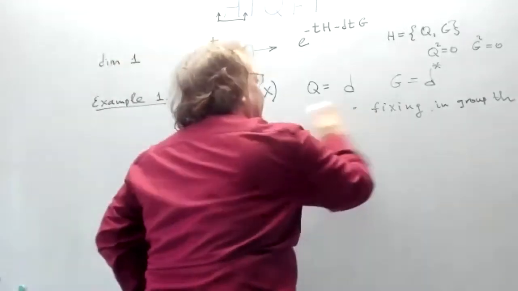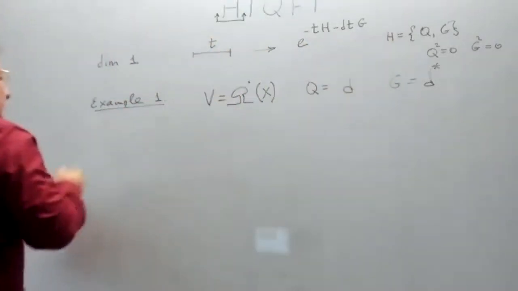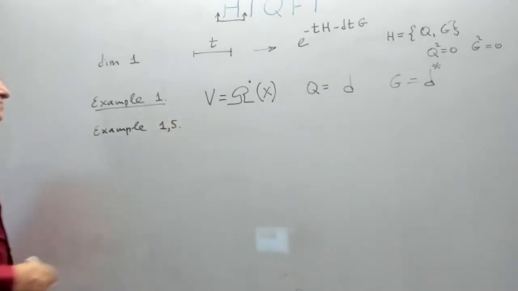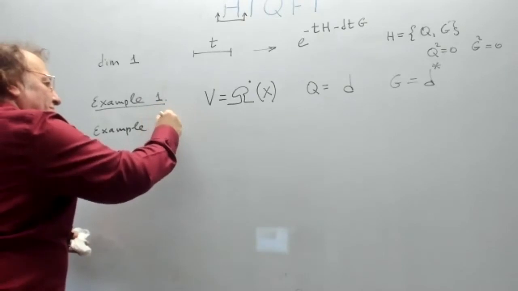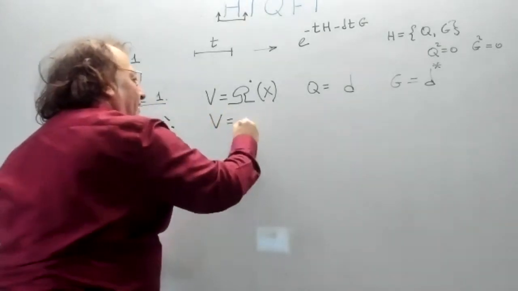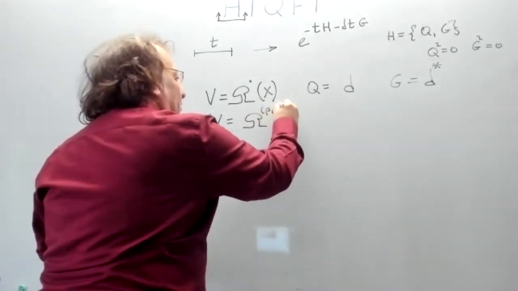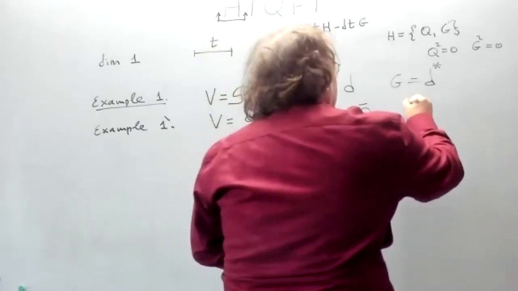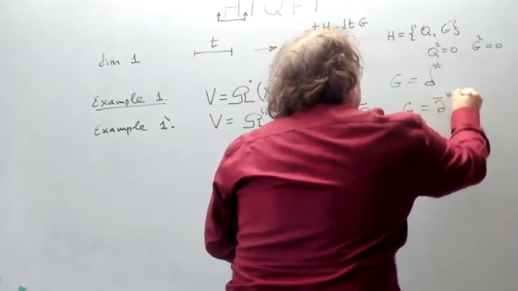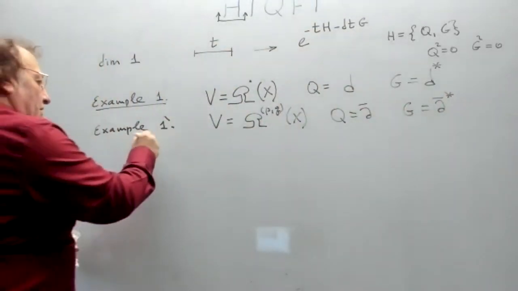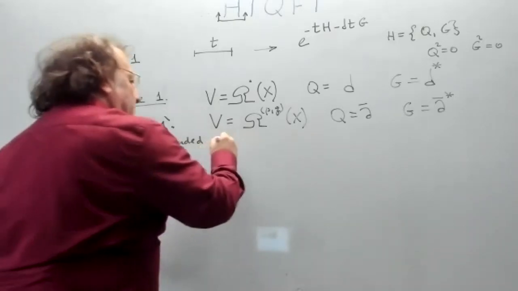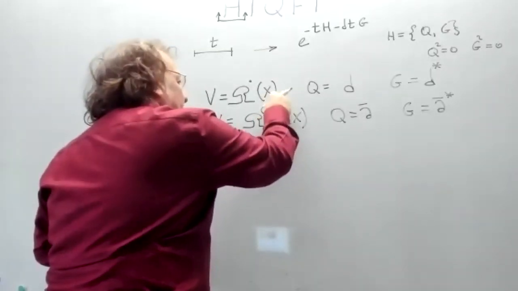This example has an interesting version. I will call it example 1 prime, where V is the space of (p,q) forms on the complex manifold X. Q is D bar and G is D bar star. So this is called extended. Andrei, do you mean super omega on omega dot point dot q? Right, it's a misprint, of course.